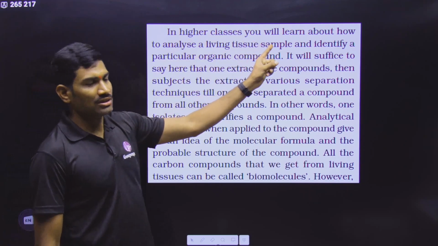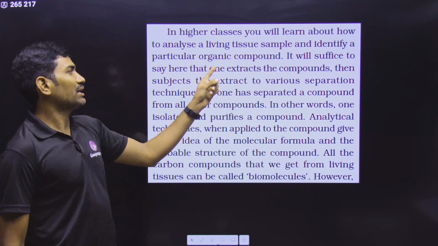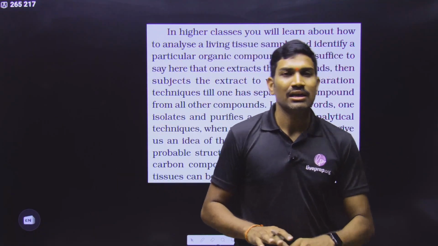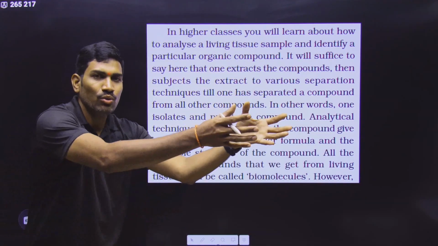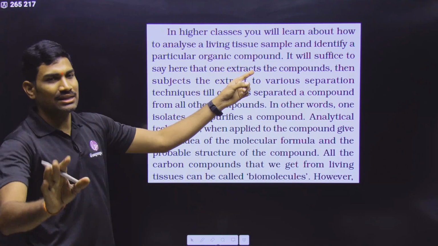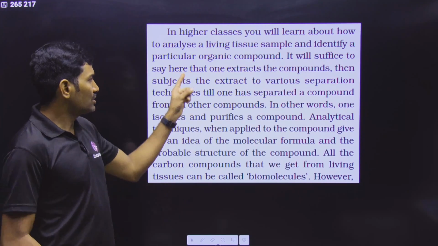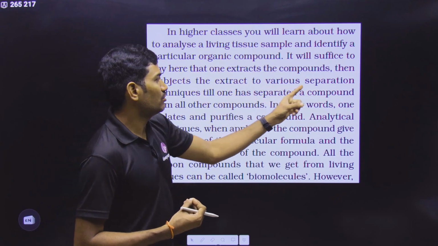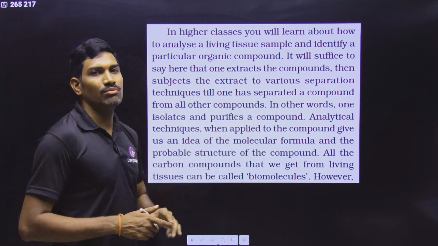Next one, in higher classes, you will learn how to analyze a living tissue sample and identify a particular organic compound. At the level of class 11th and 12th, we are not studying this, but in higher classes you will study different techniques that are used to isolate and identify the compound. Many techniques are there. It will suffice to say here that one extracts the compounds, then subjects the extract to various separation techniques till one has separated a compound from all other compounds.